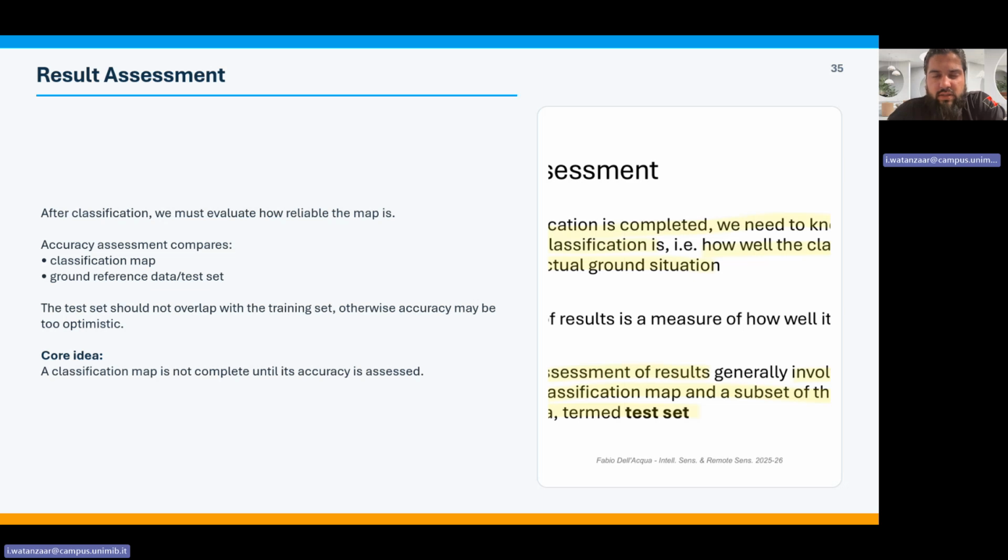We have already discussed this. Otherwise the accuracy will not be that good, it can be pessimistic again. So the core idea is that a classification is not complete until its accuracy is assessed, and it should be assessed with a new, fresh test data set.